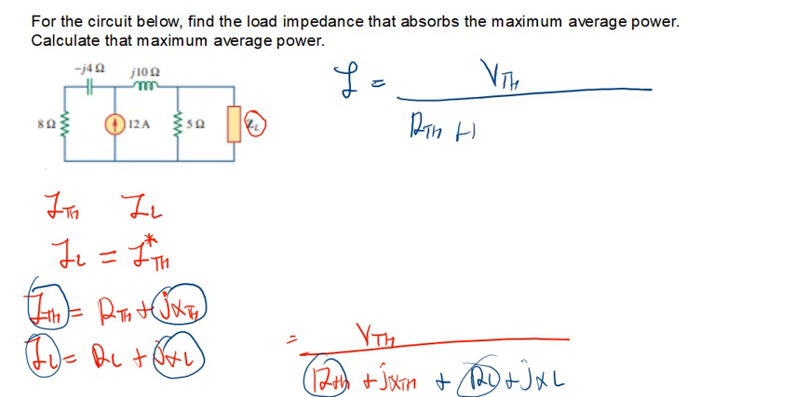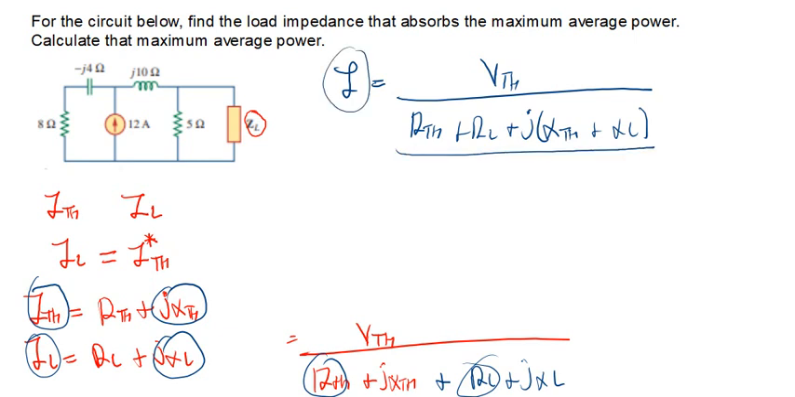Thevenin resistance plus load resistor, plus here I can factor out the j, which is for complex. That's going to be the Thevenin circuit reactance plus the circuit reactance of the load. Now the bigger the value of the denominator, the smaller the value of the current. But remember, to get the maximum average power transfer, the current needs to be maximum.